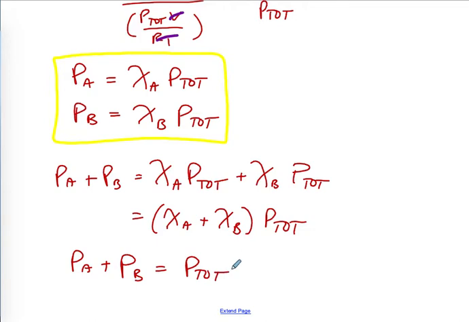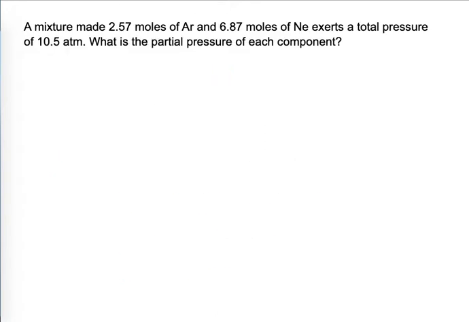So let's see how this relates to a problem that involves partial pressures and mole fractions. A mixture here is made up of 2.57 moles of argon and 6.87 moles of neon, and the total pressure exerted by that mixture is equal to 10.5 atmospheres. And the question is, what is the partial pressure of each component?